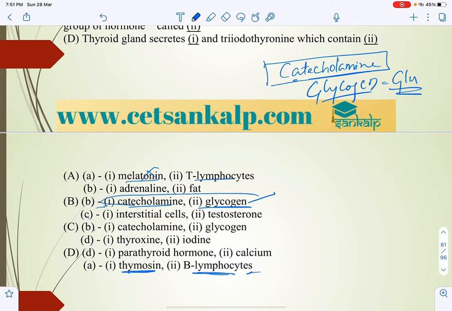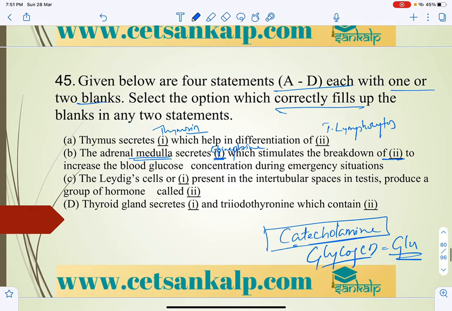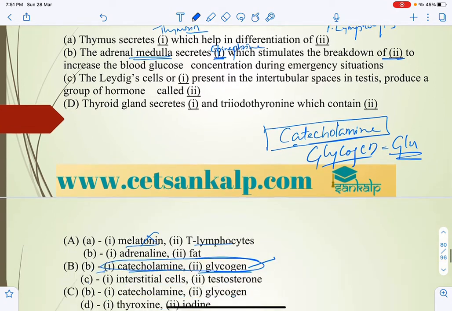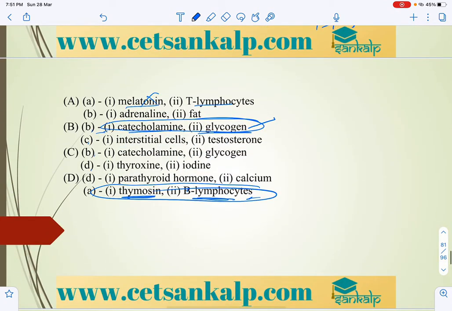I will just encircle this is the correct answer, and this I will mark, and A is thymosin and B lymphocytes, B lymphocytes. Generally we can say, sorry, that is T lymphocytes. We can't select this also, wrong answer, right? And here thyroxine and D.